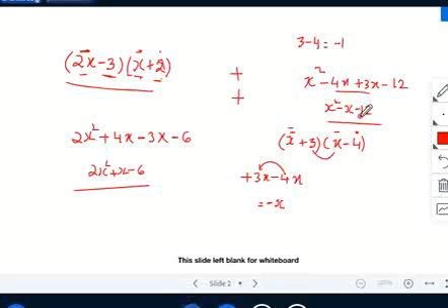Okay, now expand the next one. Okay, and you are solving this very correctly. The only thing is that you have to keep in mind the signs. Okay, where to use negative, where to use positive.